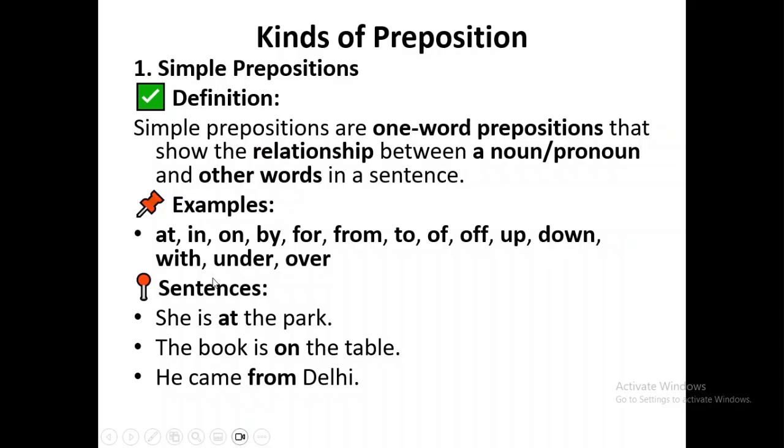So how do we use them in a sentence? Let us observe these sentences. She is at the park. At is a simple preposition. The next sentence: the book is on the table. On is a simple preposition. He came from Delhi. From is a simple preposition. So this is how we use simple prepositions in sentences. I hope that you understand the simple preposition.